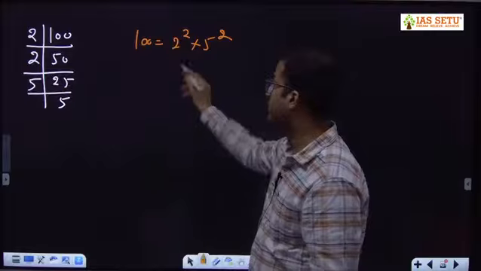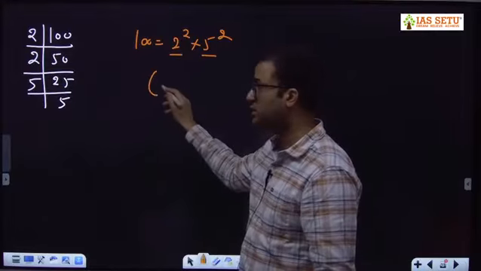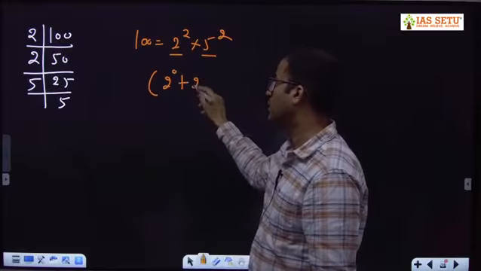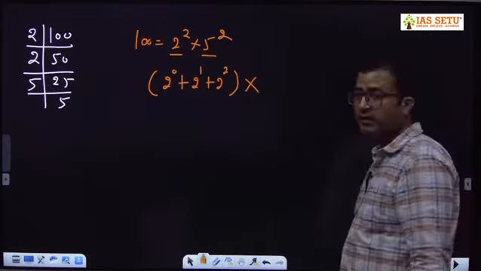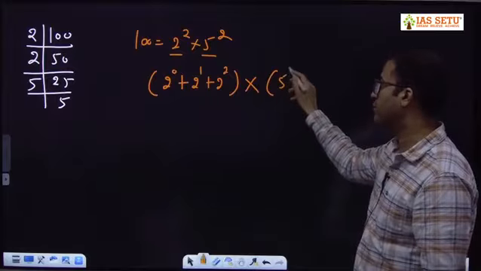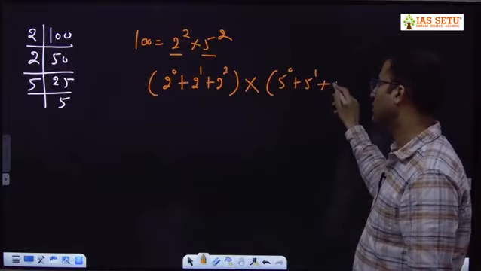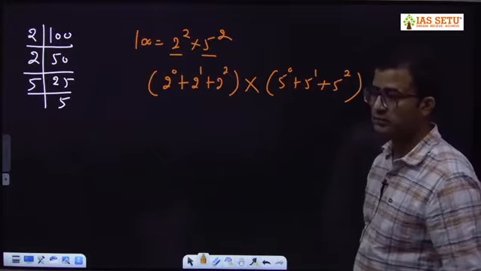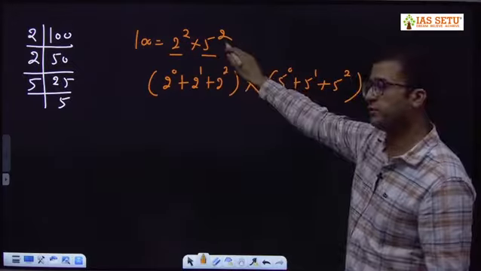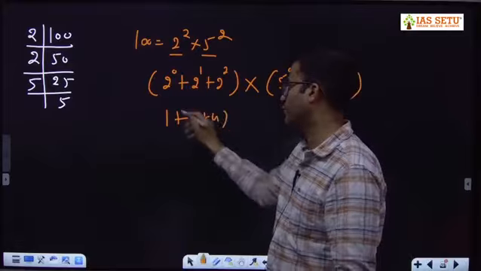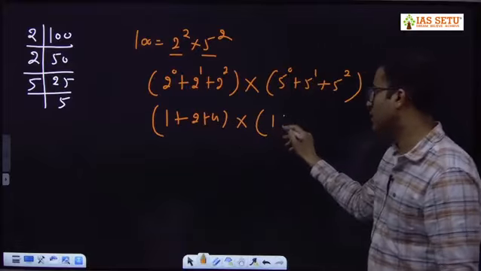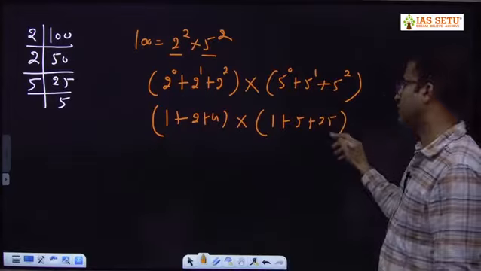So now the step is 2 square, 5 square. Bracket start, 2 to the power 0 plus 2 to the power 1, 2 to the power 2. The second one is 5 to the power 2, so 5 to the power 0, 5 to the power 1 plus 5 to the power 2. Maximum you have to go up to this power. 2 to the power 0, so 1 plus 2 plus 4. Multiply with 1 plus 5 plus 25.